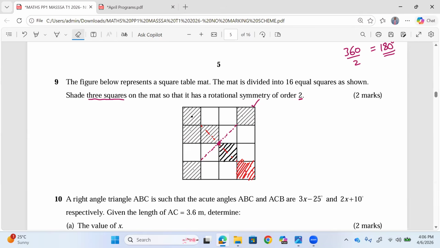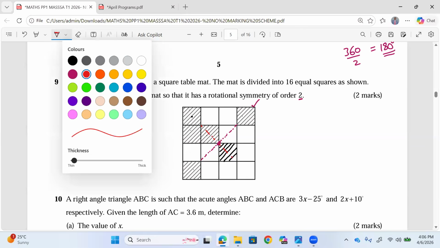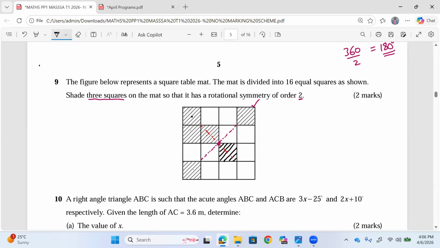Or we can shade using the same color. Sorry. Allow me to use the black for the shades. It becomes this one. Yeah, like that.